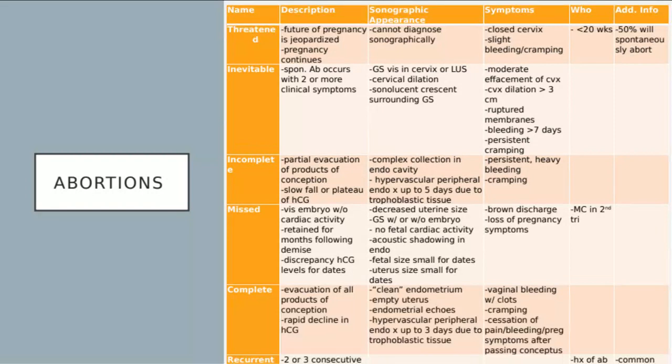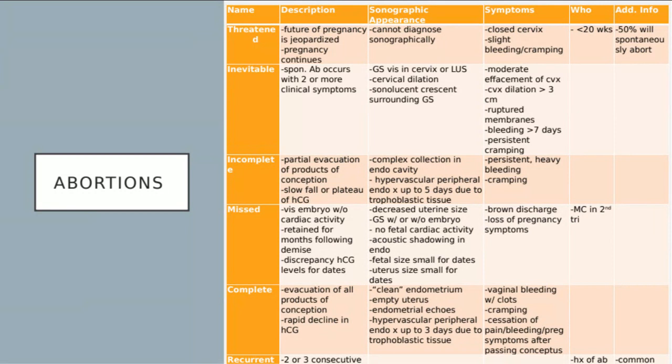We next have a complete abortion. This is when all of the products of conception have evacuated the uterus and the endometrial cavity. We're going to see a rapid decline in those HCG levels. We're also going to see on ultrasound the endometrium looking pretty much back to normal, what we call a clean endometrium. The uterus is going to be empty. We may see some leftover echoes or echogenicity or debris in that endometrial cavity.